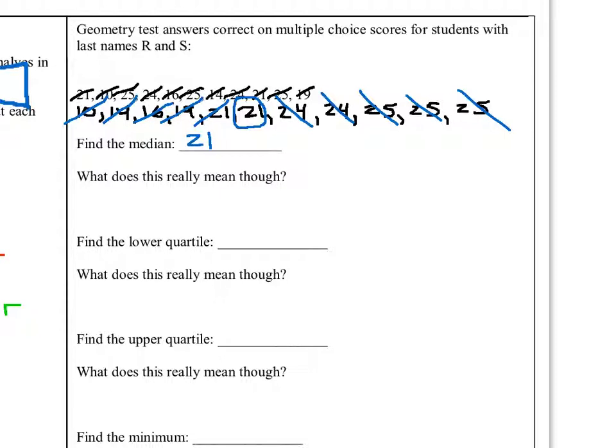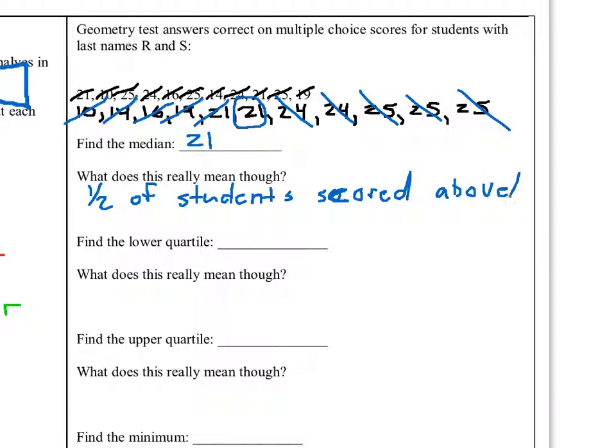In real world terms, that tells us that half of the students scored above or below 21. So half of the students scored above 21, half of the students scored below 21.